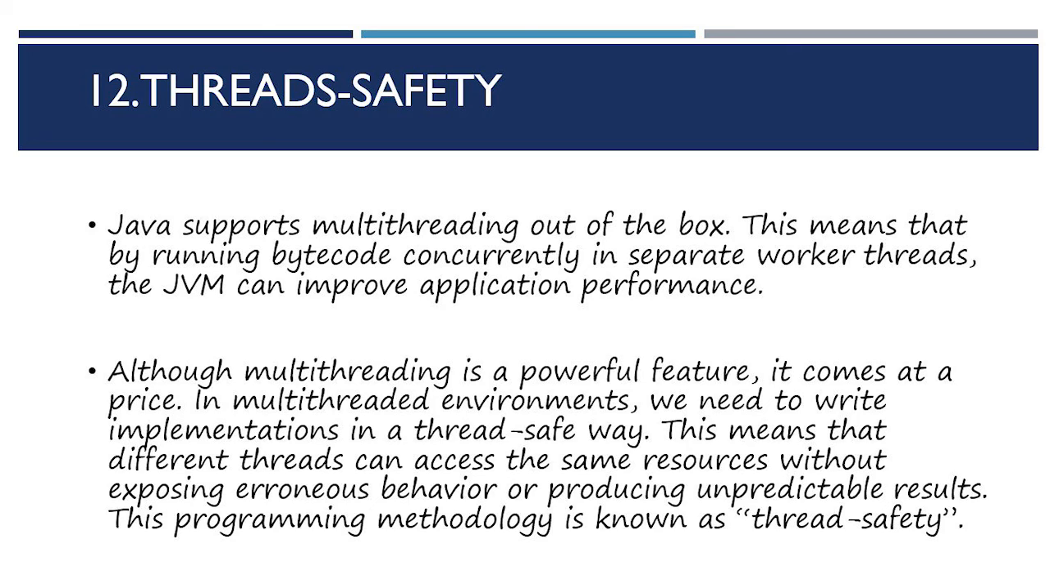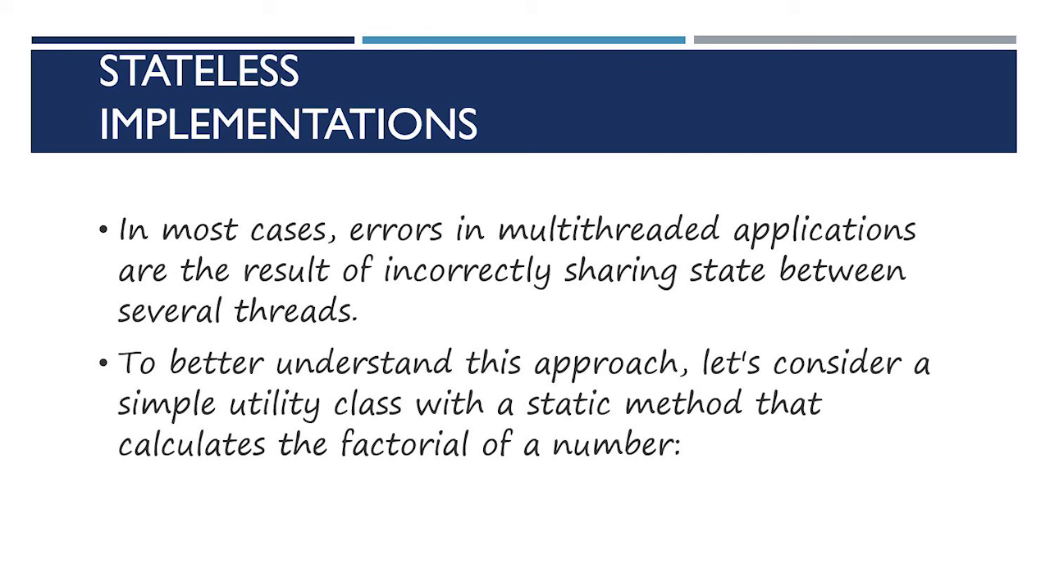So there are two approaches to thread safety. The first one being stateless implementation, and the second one is immutable implementation. So in stateless implementation, in most cases, errors in multi-threaded applications are the result of incorrectly sharing state between several threads. So to better understand this, we will see the coding.